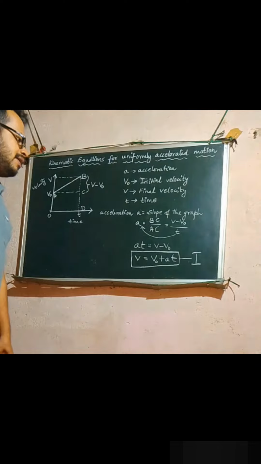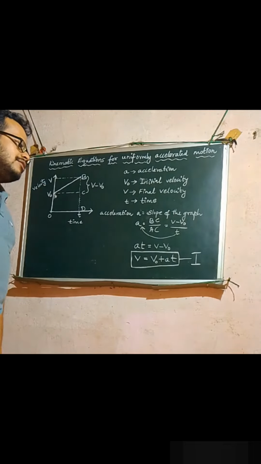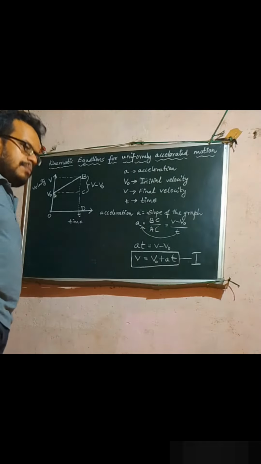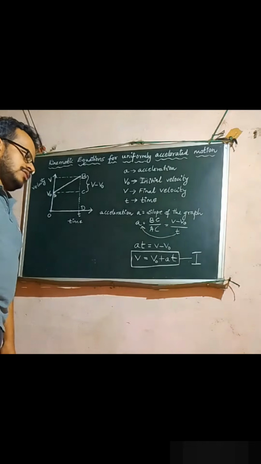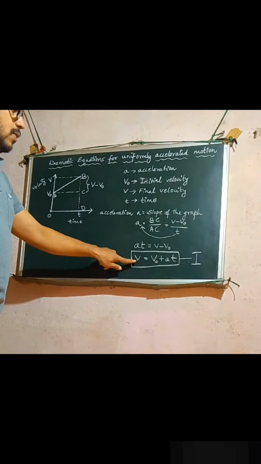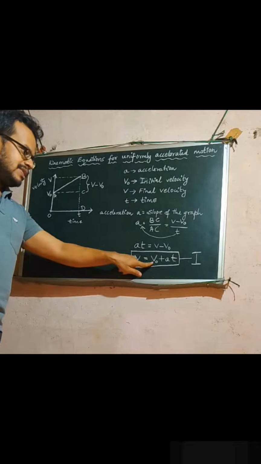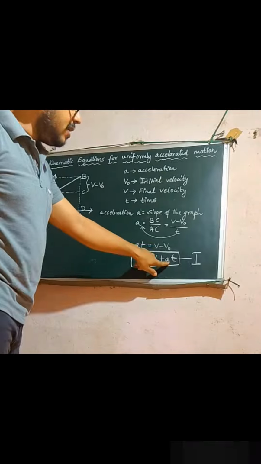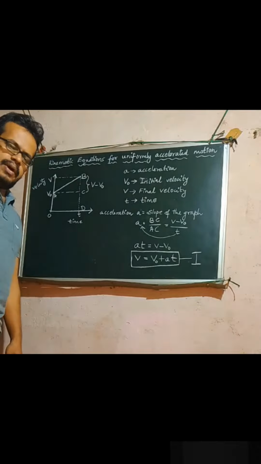It is very important. We will be using this so many times while solving problems, and we'll apply this in so many situations. So here, as we know, V is the final velocity, V0 is the initial velocity, a is the acceleration, and t is time. Hope you understood it.